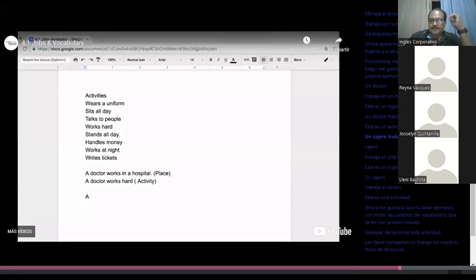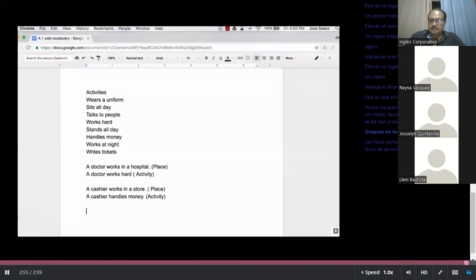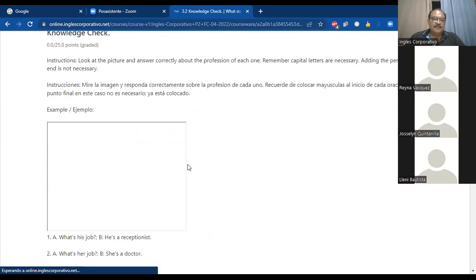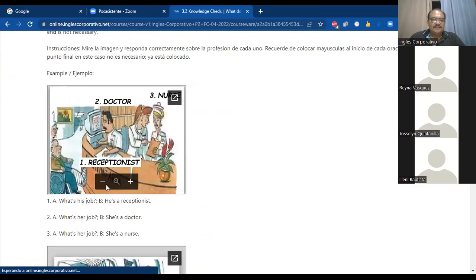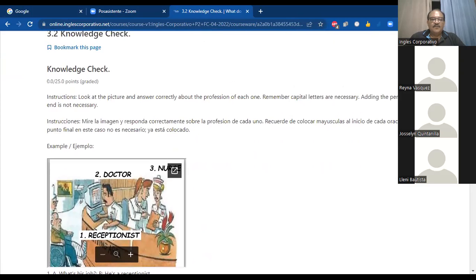Now let's go to the next one. Examples with all the vocabulary words for this activity. You say, what is his job? For example, he's a receptionist. What's her job? She's a doctor. And what's her job? She's a nurse. Then here we say, look at the picture and answer correctly about the profession of each one. Remember, capital letters are necessary. Adding the period at the end is not necessary.